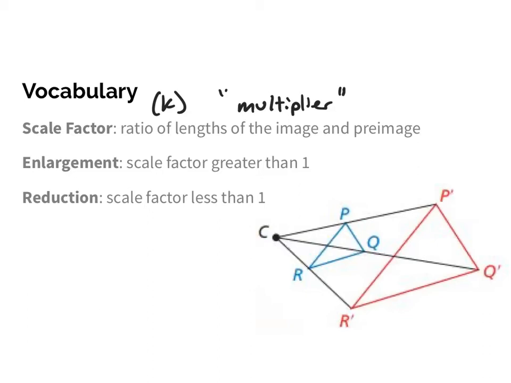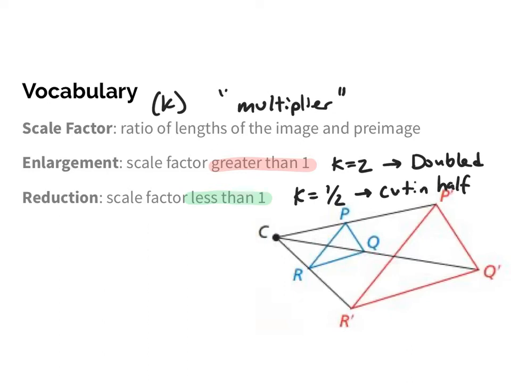An enlargement is going to be anytime our scale factor is greater than 1. So for example, if I have a scale factor, say K equals 2, what that means is my entire shape is going to be doubled. Whereas a reduction is anytime I have a scale factor less than 1. For example, if I have a K value equal to 1/2, instead of being doubled, it's cut in half. Anytime we make a dilation, all it is is taking a scale factor and multiplying those sides or whatever it might be by that scale factor to get our new image.